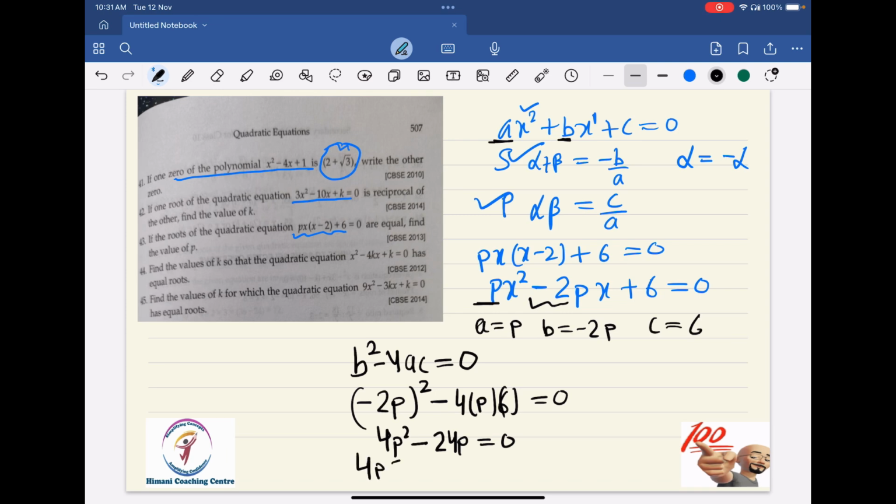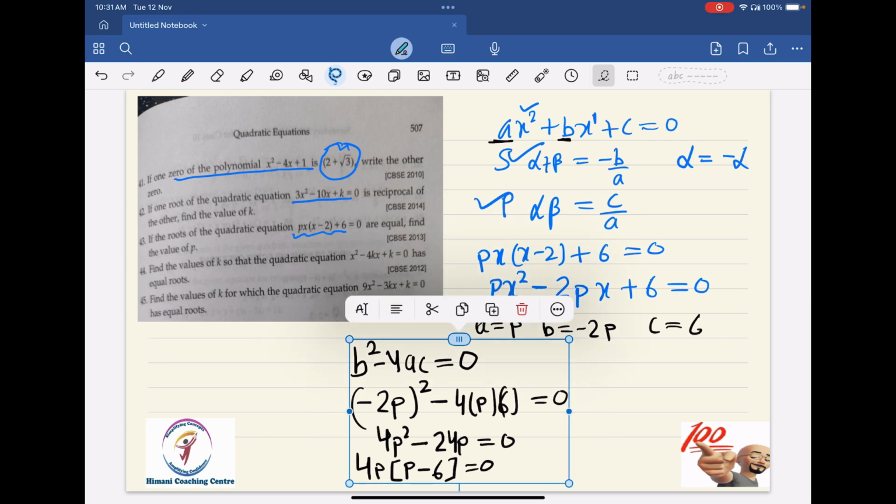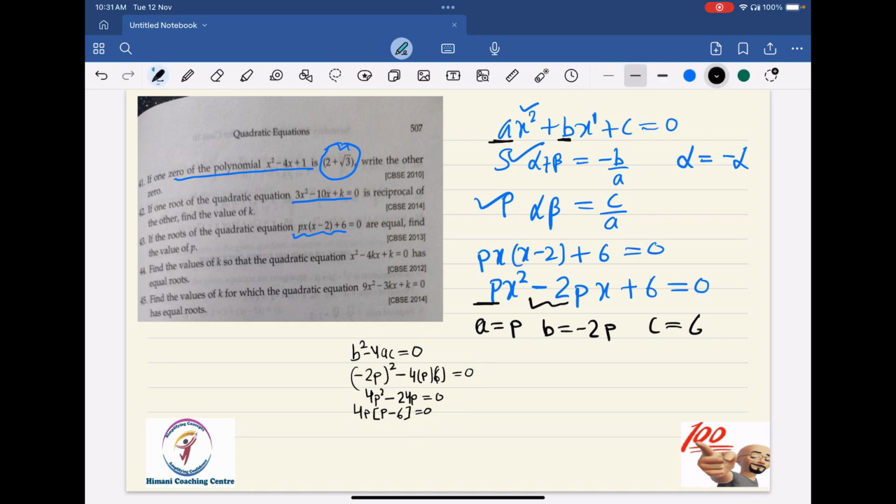So you take 4p common. We are left with 4p square divided by 4p, which is just p. Then minus divided by plus is a minus, and p and p will cancel each other, and we will be left with this. So now what is happening? If we now solve it, we will get two values of p, and that would be our answer for this question. So let us do that.